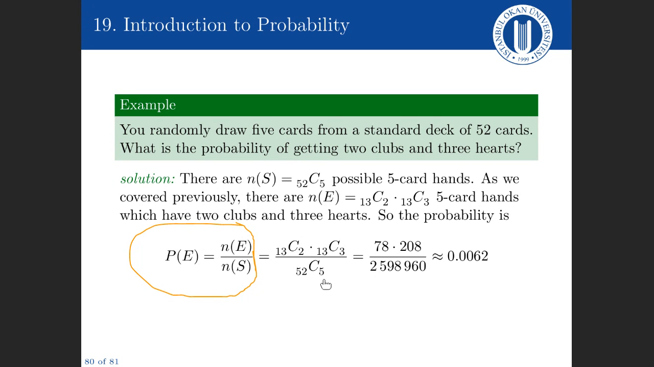And when we calculate this, we get 78 multiplied by 286 divided by 2,598,960. And this is approximately equal to 0.00662 to 2 significant figures.